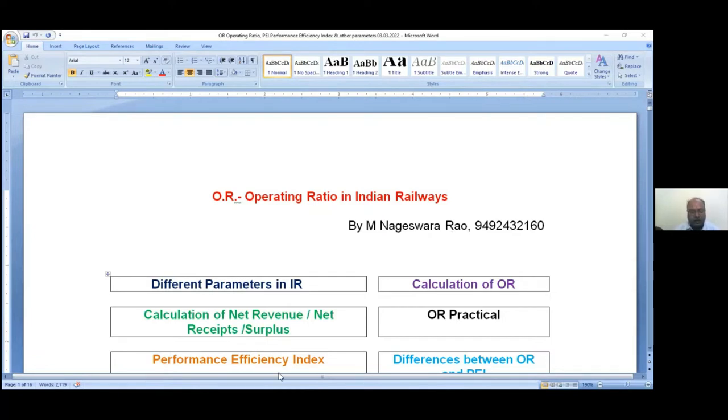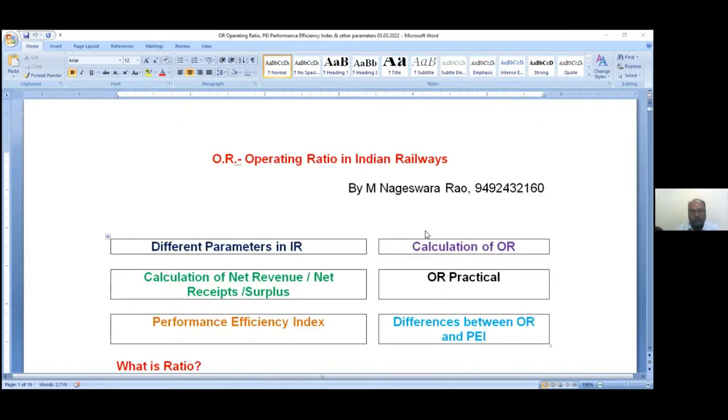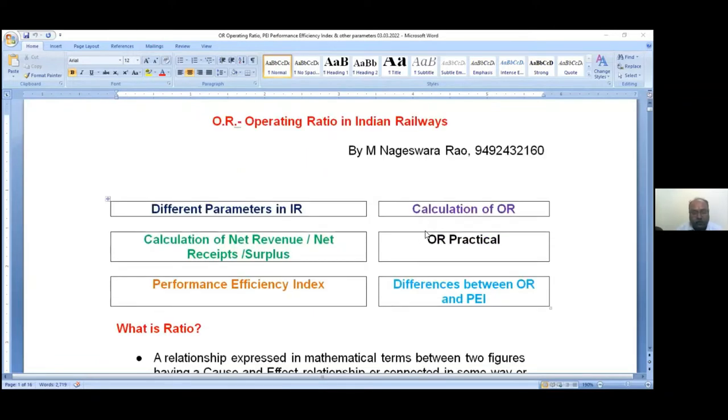Today we'll discuss this operating ratio as well as other parameters also we'll discuss. So today these are the topics we have to cover in the current session. That is the different parameters in the Indian Railways, including operating ratio. Hope I am audible and visible. Please confirm. Audible, please. Yes.